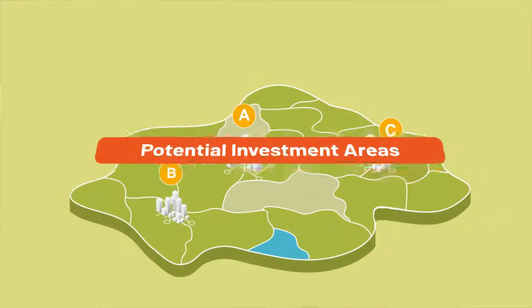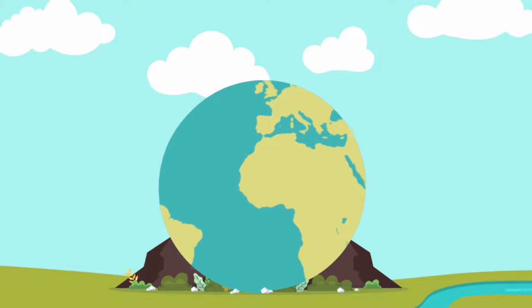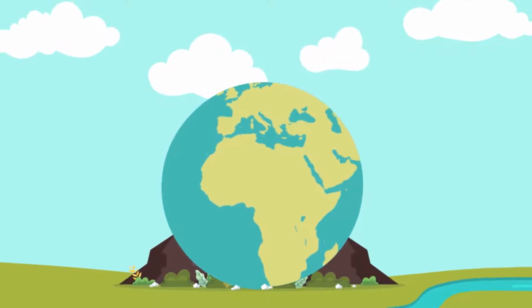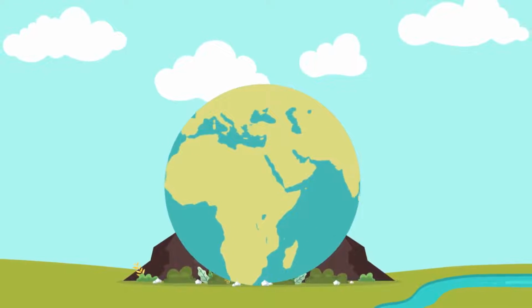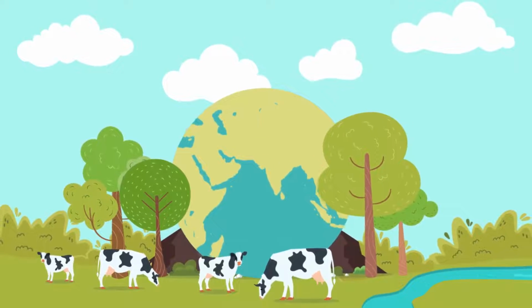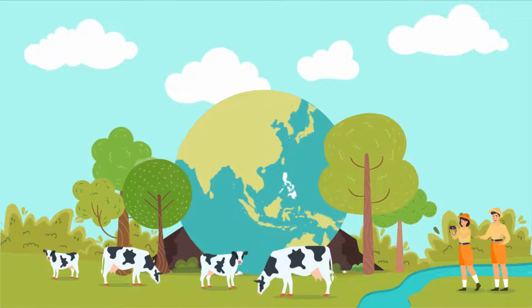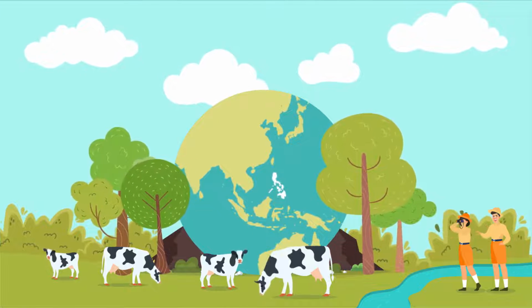Next is the Potential Investment Areas, or PIAs. PIA projects that can be explored under FIPP include, but are not limited to, forest plantations, cattle grazing, ecotourism outside NIPAS areas, projects dependent on providing other forest ecosystem services.